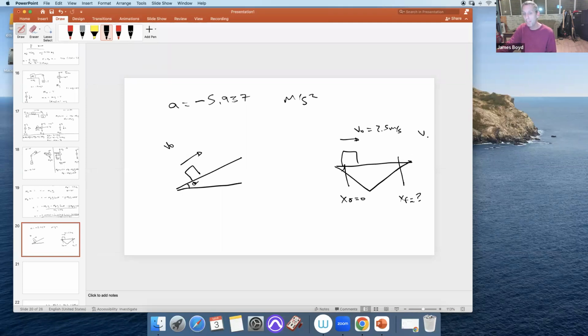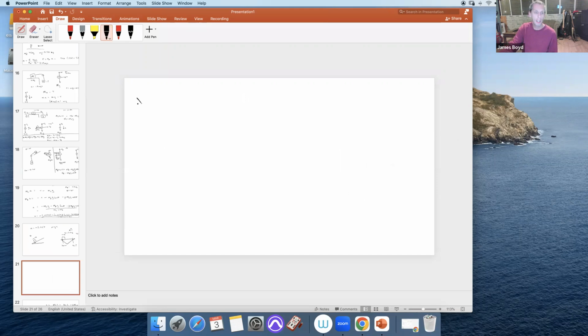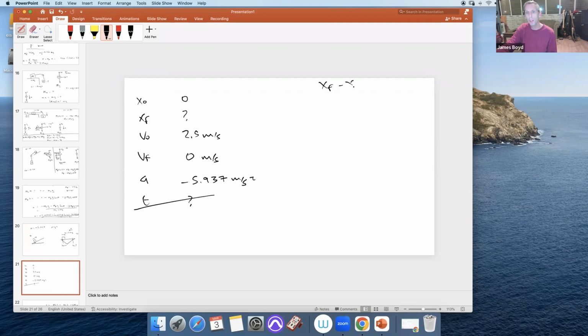When it stops sliding, V final will be 0, and A is that way, and it's 5.937. So x initial, x final, v initial, v final, a and t. A is negative 5.937 meters per second squared. X initial is 0. X final is what I want. V initial was 2.5 meters per second. V final is 0 because it comes to rest. I don't know t.